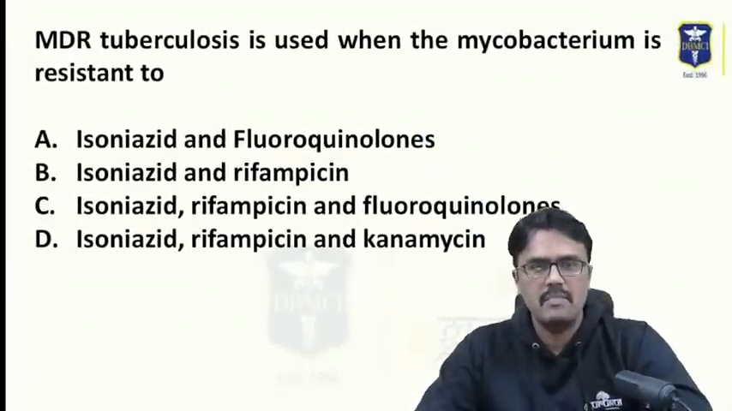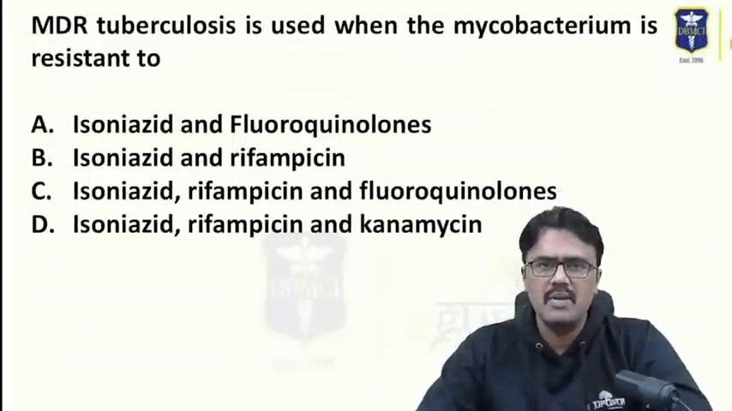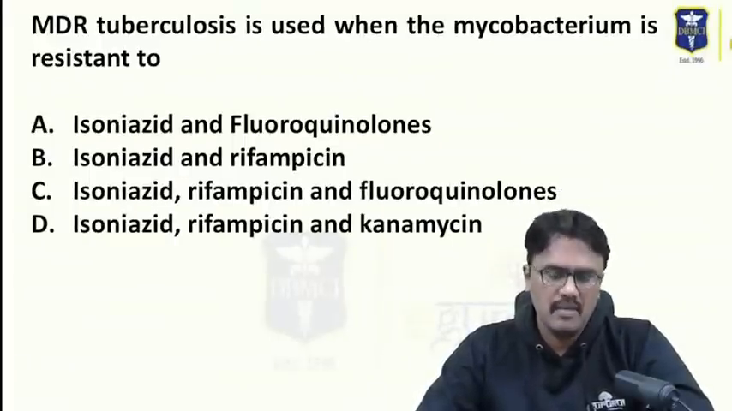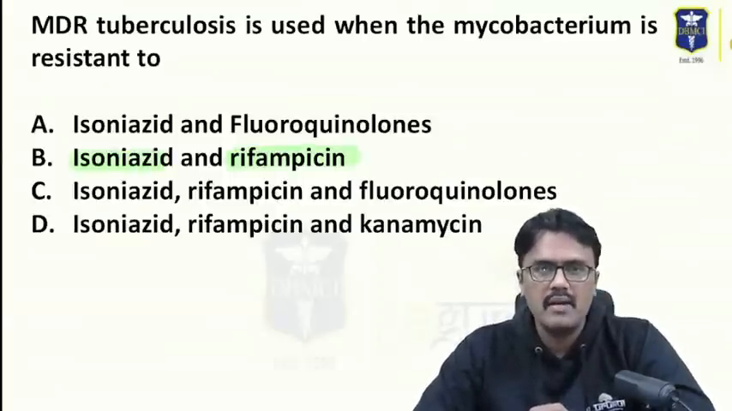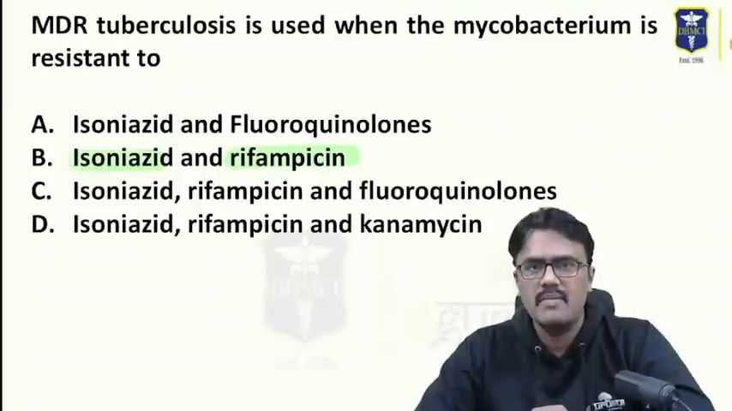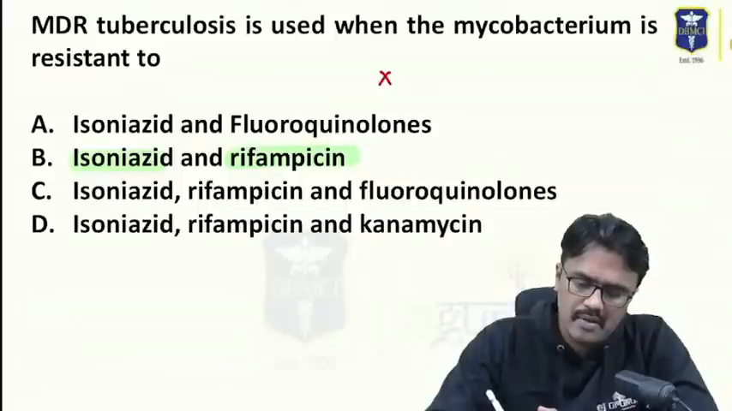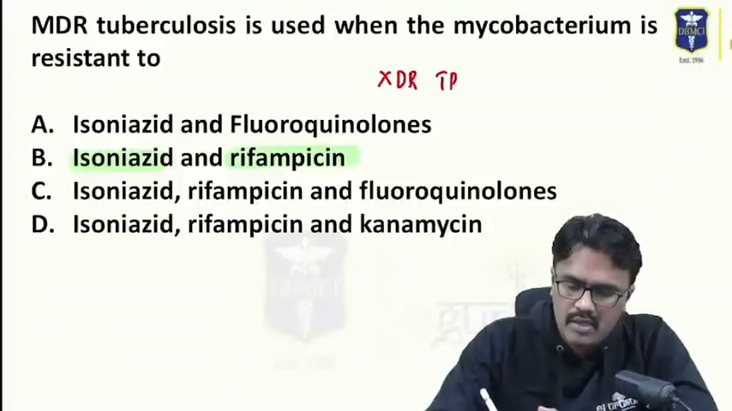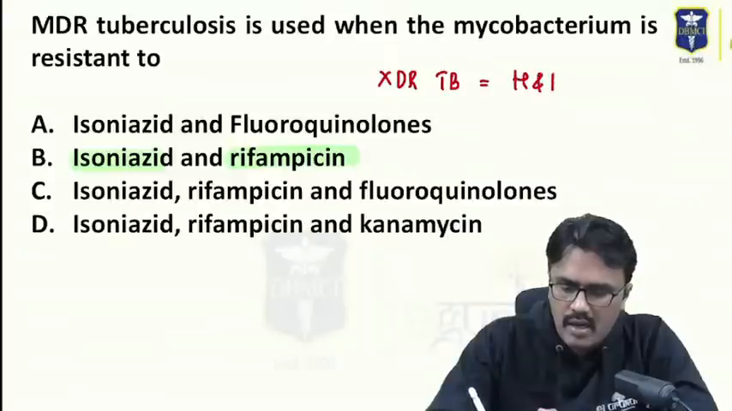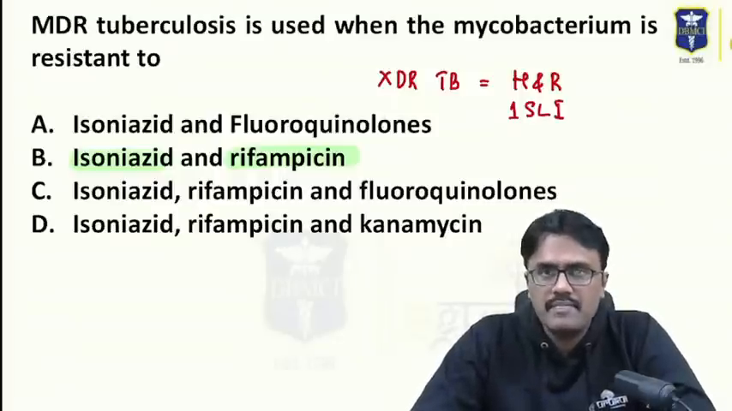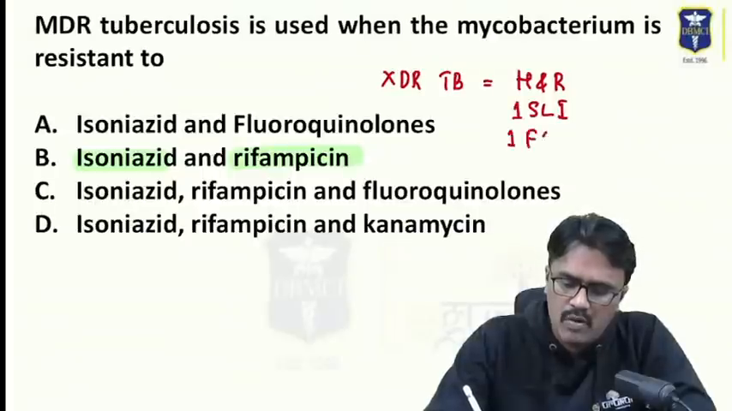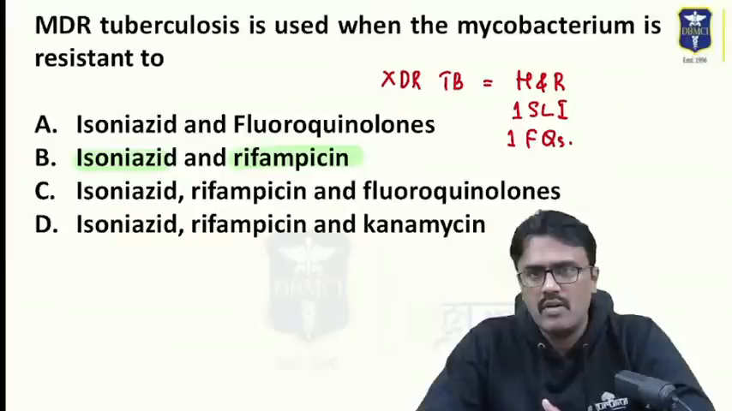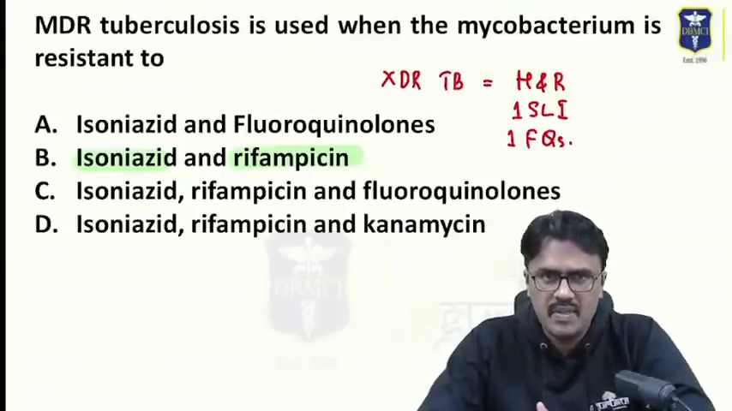MDR TB, multi-drug resistant tuberculosis, is a simple term. MDR TB is nothing but resistance to isoniazid and rifampicin. The main primary drugs H and R resistance, we call it MDR TB. Extensively drug resistant TB, we call it when there is resistance to H and R plus one second-line injectable, the aminoglycosides like capreomycin, amikacin, or kanamycin, plus one fluoroquinolone. All these four should be involved, and only then we call it XDR-TB. So it's an easy one.